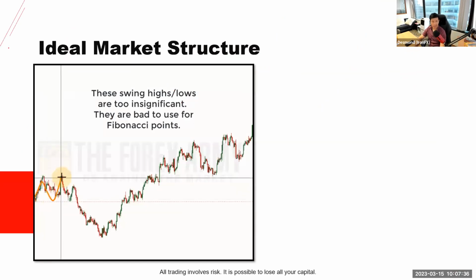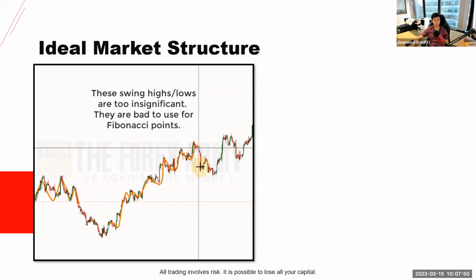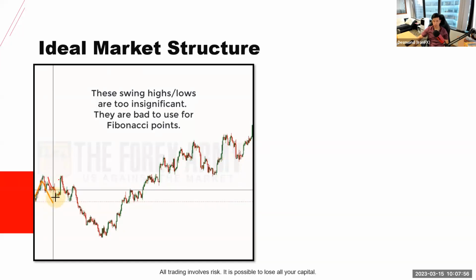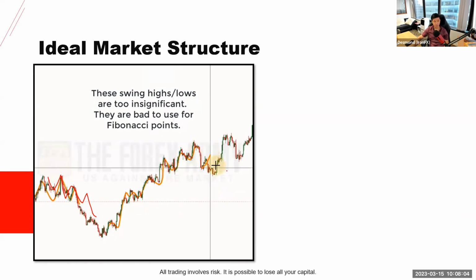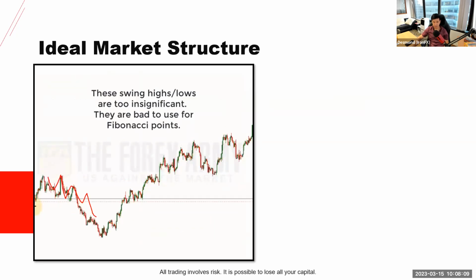Let's first touch on ideal market structure. When you're trading Fibonacci, one of the things you want to do is look for ideal market structure. You don't want a market that is too messy. You want to look for markets where there are very clear movements. You want to look for the big movements, not the small movements like this.